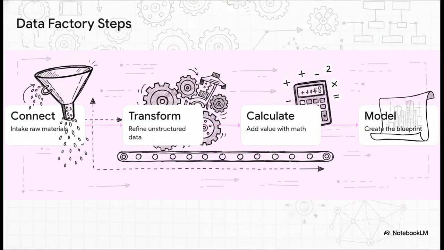Here are the 4 sequential steps our data is going to undergo on this assembly line. First, we intake the raw materials by connecting. Second, we refine them by transforming. Third, we add value by calculating. And fourth, we create the master blueprint by modeling. 4 clear, totally logical steps.